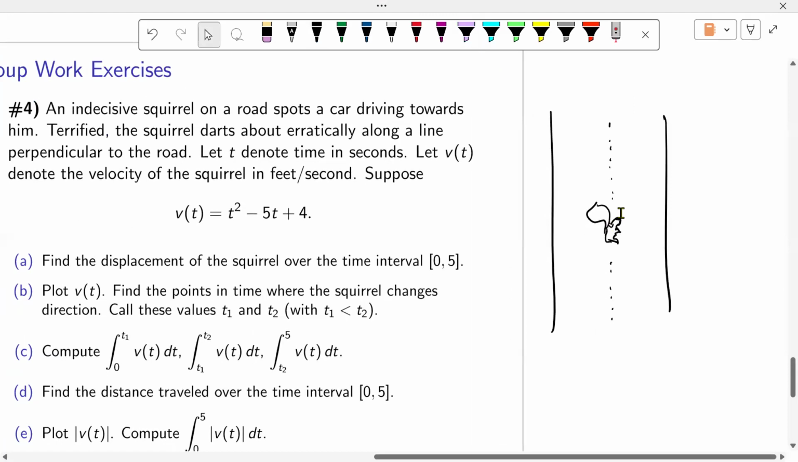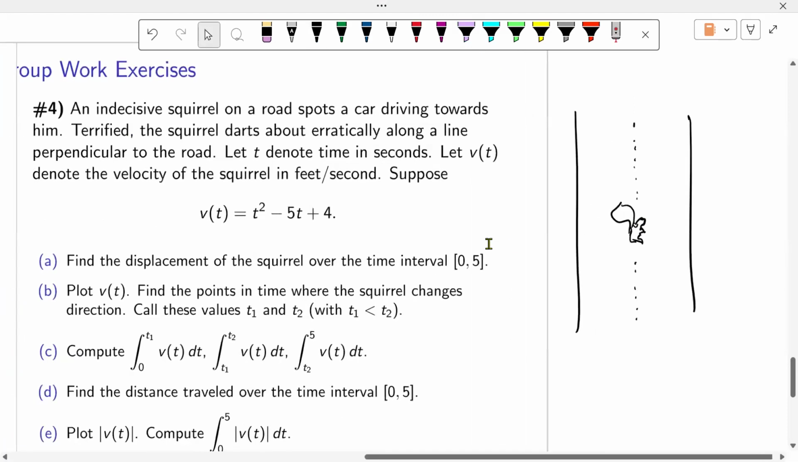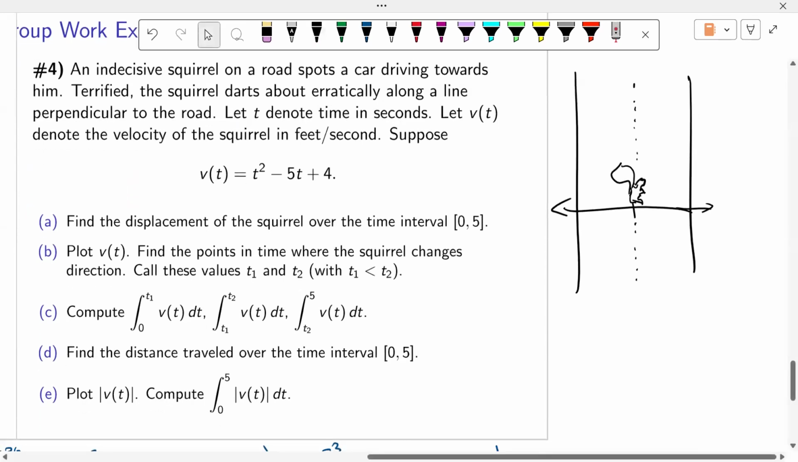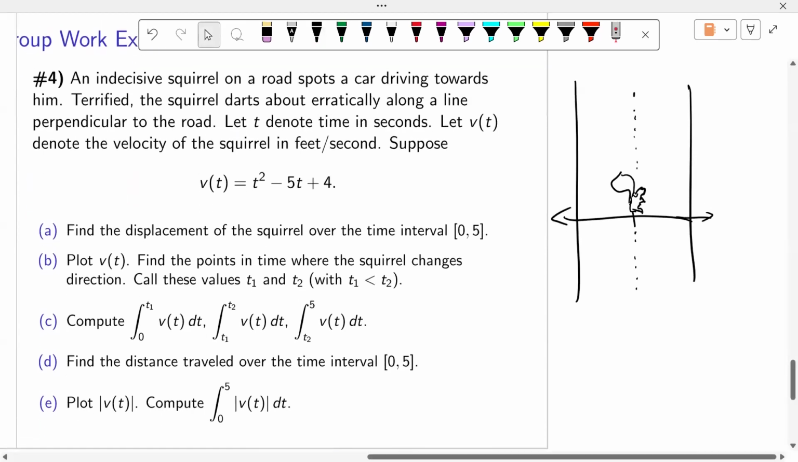All right, well, that's a squirrel, and believe it or not, it hasn't been run over yet. And we've got a car coming towards it. The idea is the squirrel's running left and right everywhere along this road. This is our road. You're asked to do a few things. You're asked to find the displacement. You're then asked to figure out the points in time where the squirrel changes direction. Have at it.